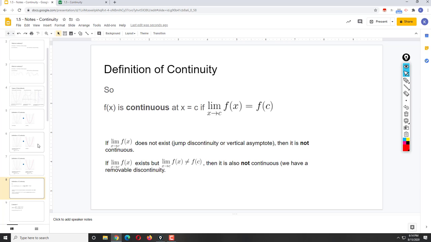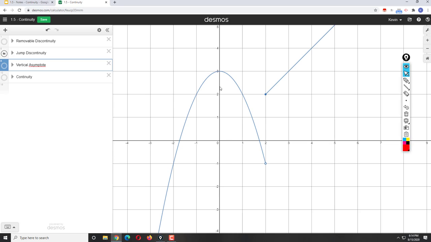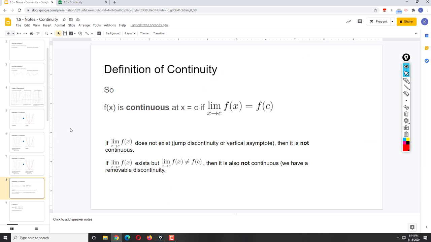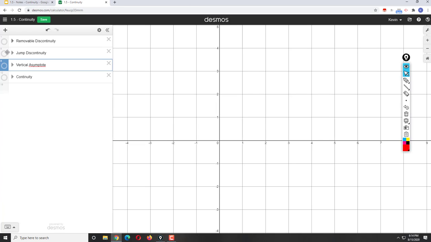Sometimes, like with a jump discontinuity, the limit doesn't exist because the left-hand limit and the right-hand limit are different. So it's discontinuous. Sometimes the limit exists, but it's different from the function itself. So it's also discontinuous.